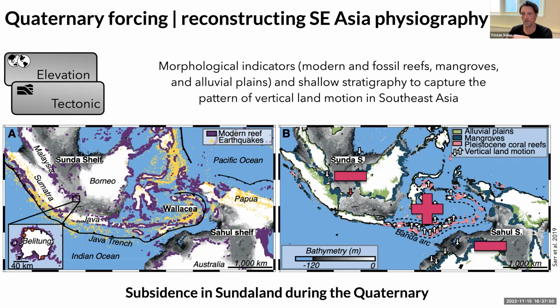So we've got, for example, this part which is between Thailand, Borneo, Sumatra, and Java, which is called Sundaland, which is basically subsiding. So that's the Sunda shelf here, where you can see the big minus. It's basically subsiding over the Quaternary.